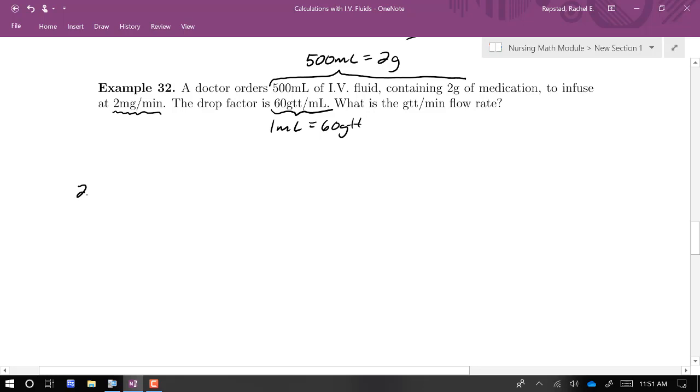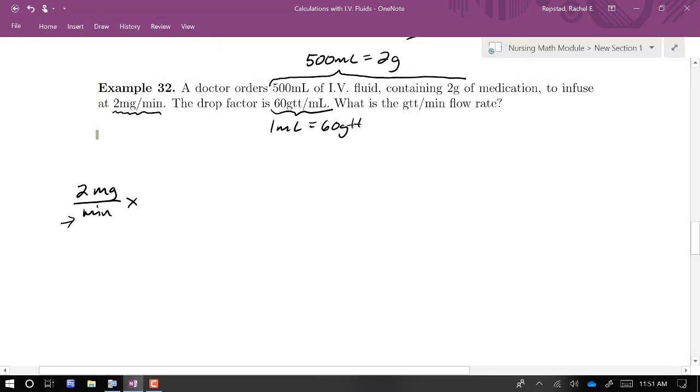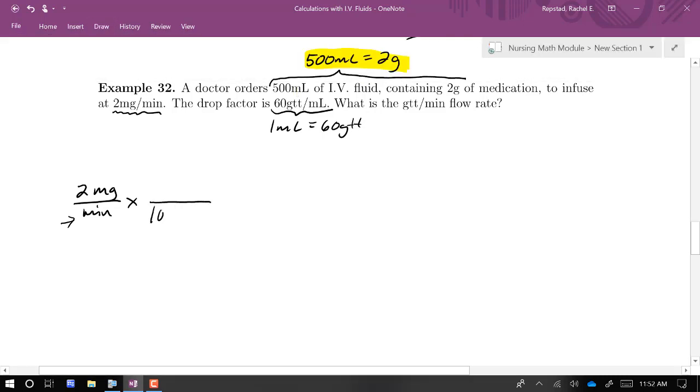So I'm going to start with 2 milligrams per minute. I want to get to drops per minute, so I'm very excited about the fact that I've already got minutes on the bottom. I'm not going to do anything to get rid of those minutes. I'm basically going to want to convert milligrams to drops in this scenario. So since I've got milligrams, the only place I can go here is to find a way to use this given information that I've got 2 grams in 500 milliliters. So first I'm just going to convert from milligrams to grams. There are 1,000 milligrams to a gram.